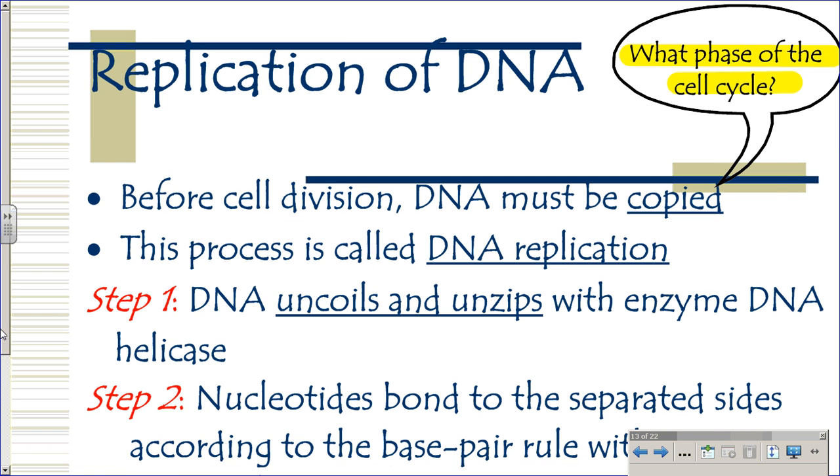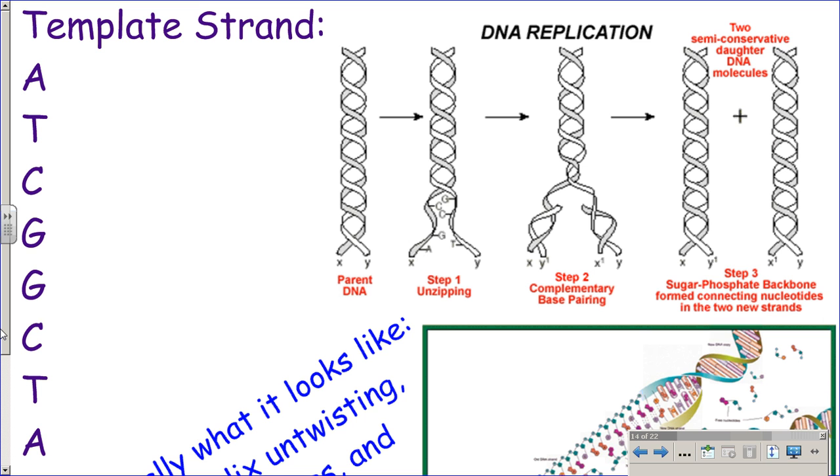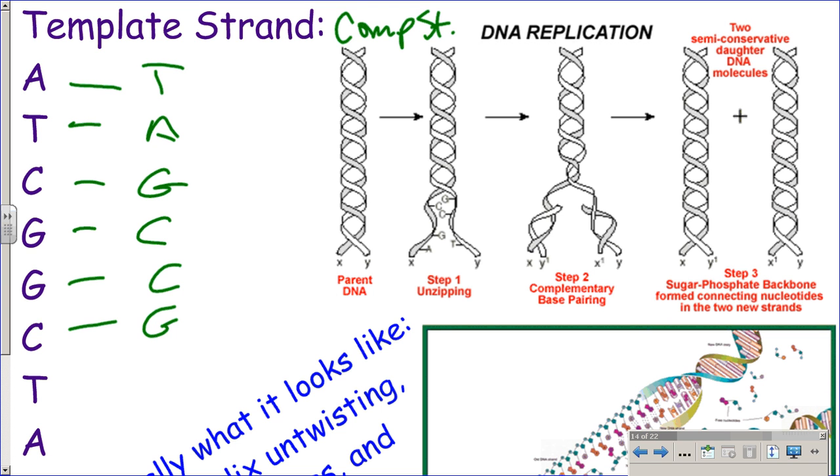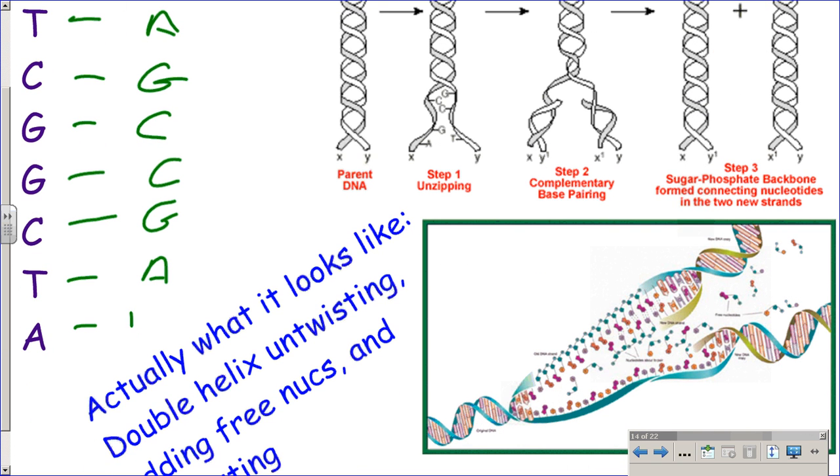If I have a template strand like this, write down my template strand A, T, C, G, G, C, T, A. Write that down, and write template strand above it. What would be my complementary strand to this one? T, A, G, C, C, G, A, and T. Right, so that's pretty easy.